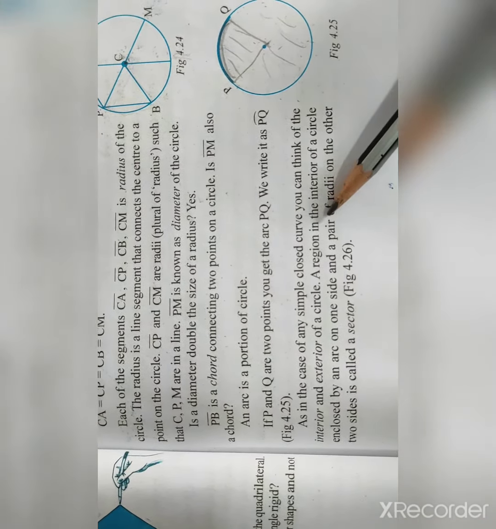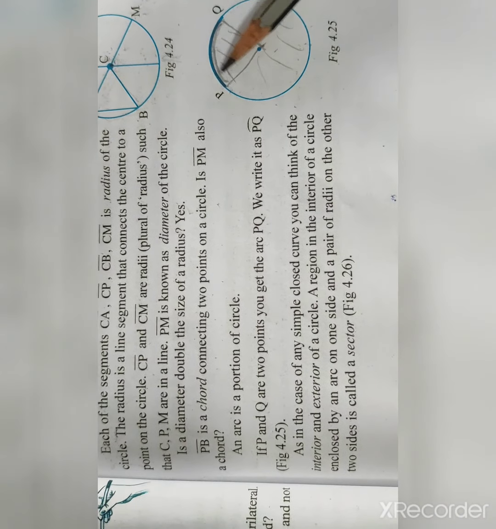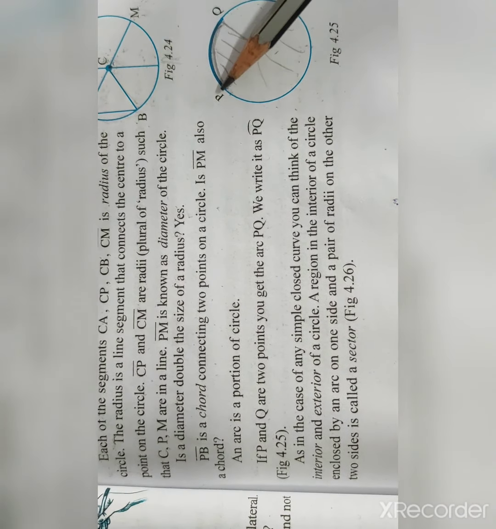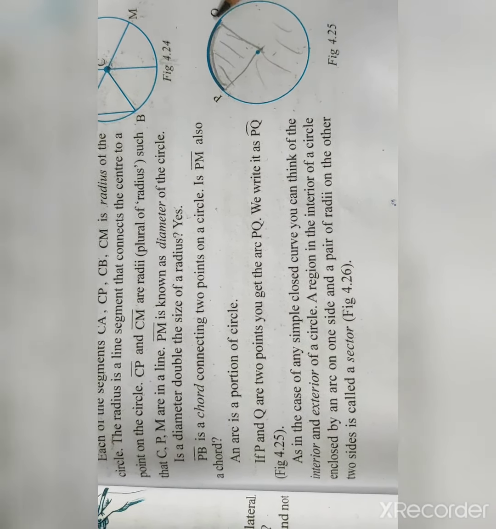See children, I will teach you all these parts on the green board also. See here, now if we take 2 points, PQ is an arc. If we shade this portion, it is enclosed by 2 radii, so it is called a sector.